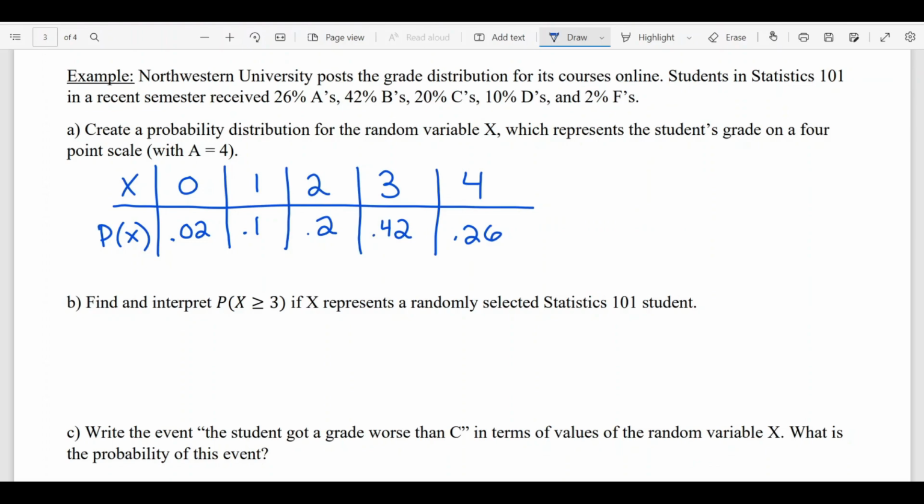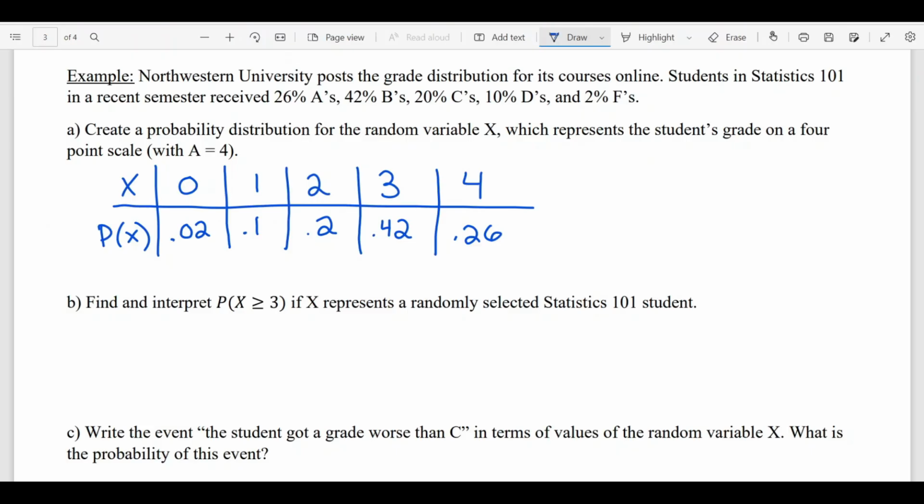Let me just double check this real quick. If you add all of these up, you should get 1. Yep, I added them all up. I get a 1. It is a true probability distribution here.